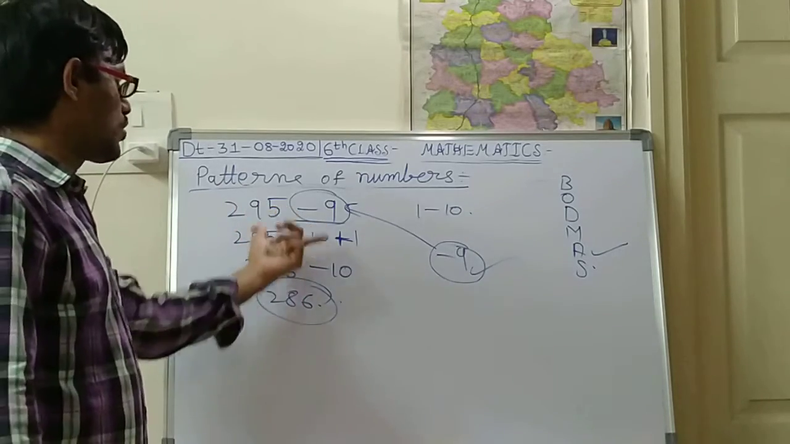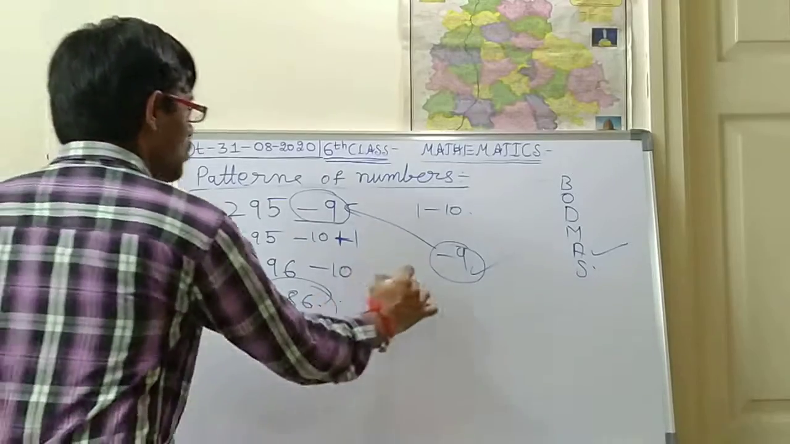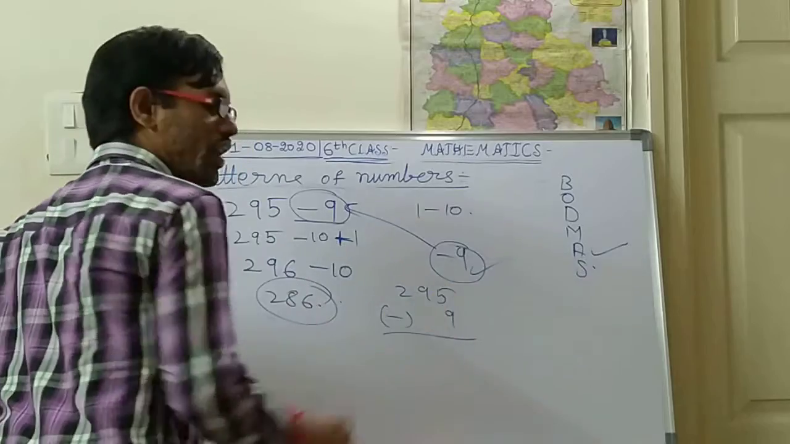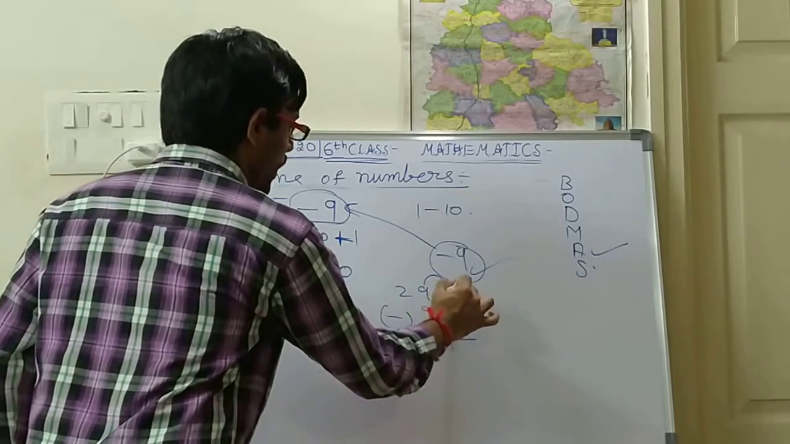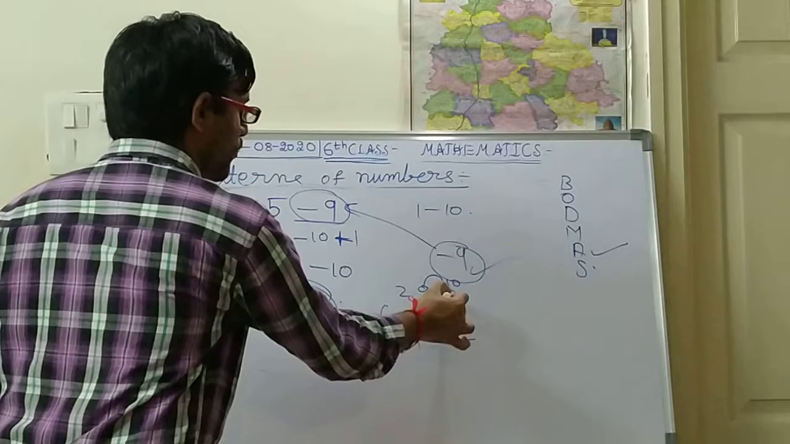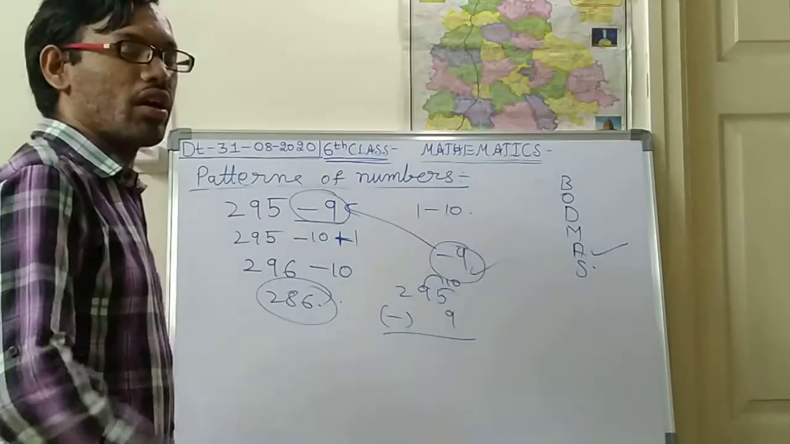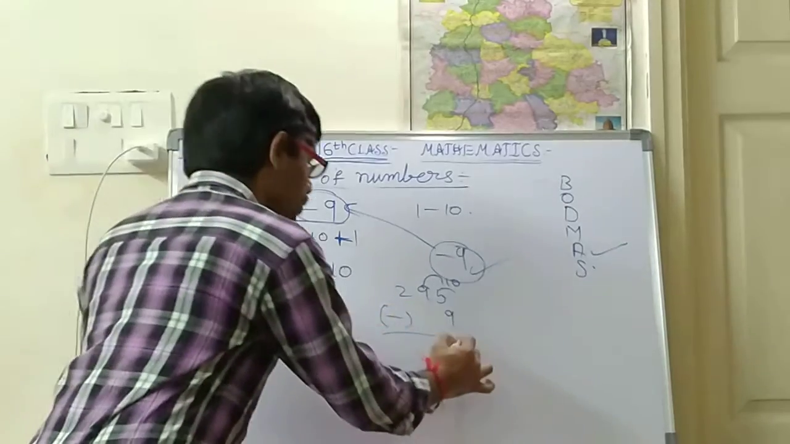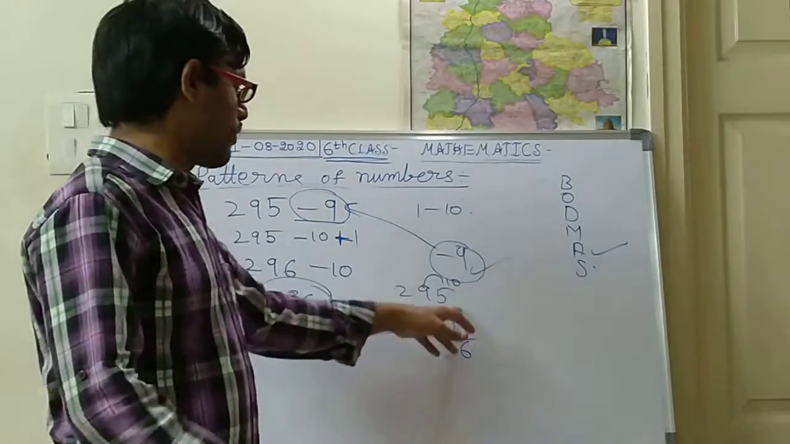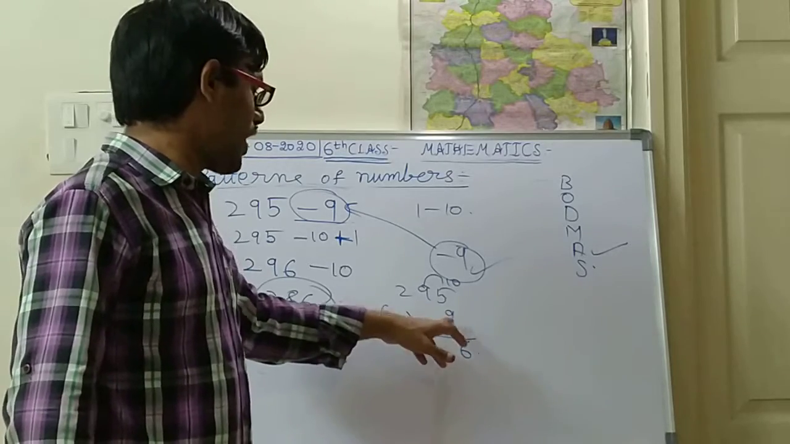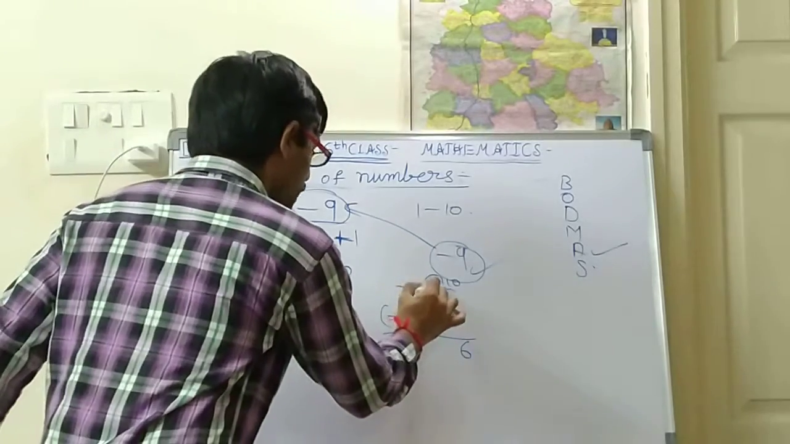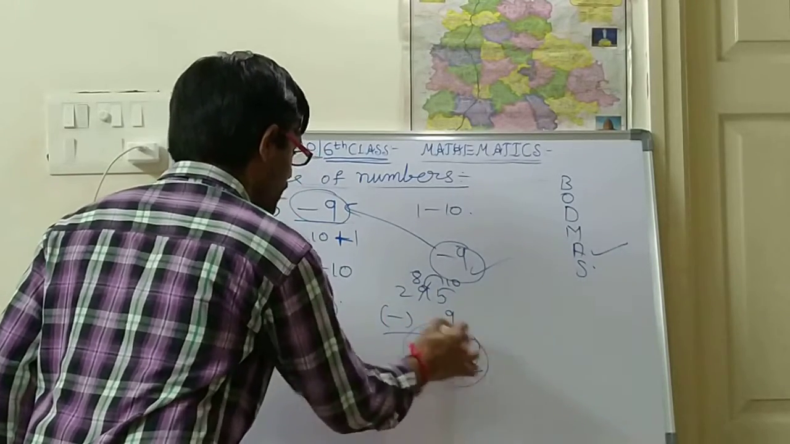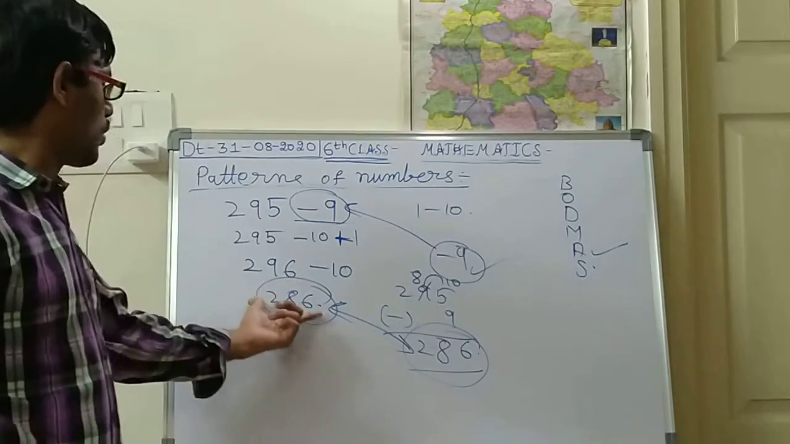If you subtract directly, you will get the same answer. 295 minus 9. From 5 you can't remove 9, so take a borrow of 10. 10 plus 5 is 15. What is 15 minus 9? 9, 10, 11, 12, 13, 14, 15. So 6 is the answer, because 9 plus 6 is 15. Next, reduce one number, so 8, next 2. So 286 is matching with this answer. So 286 is the answer.